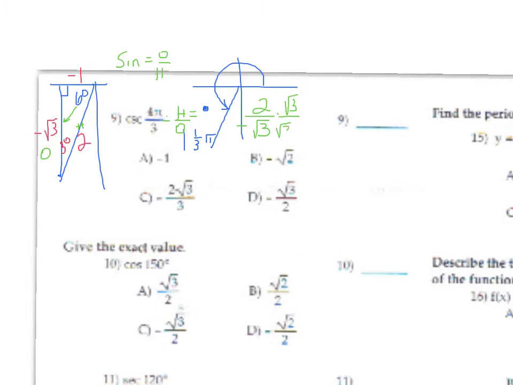And then you need to rationalize. Multiply top and bottom by square root of 3. So the answer would be negative, because I have a negative on the bottom, I just carry it on top, 2 square root of 3 divided by 3. And that is C. So the answer is C.